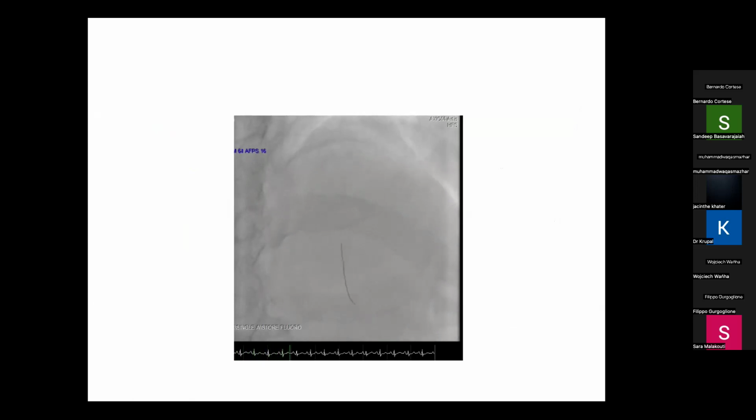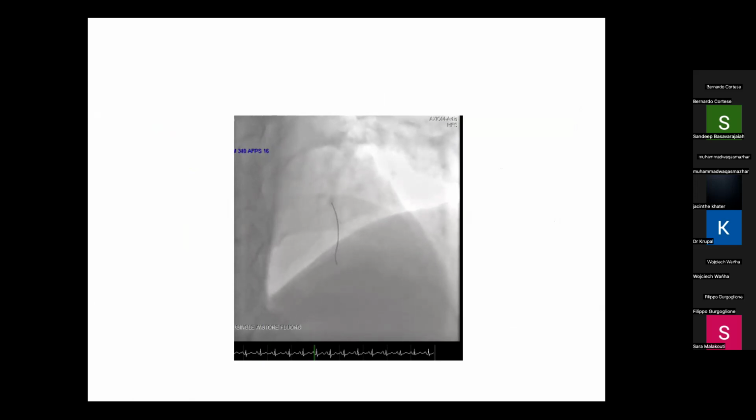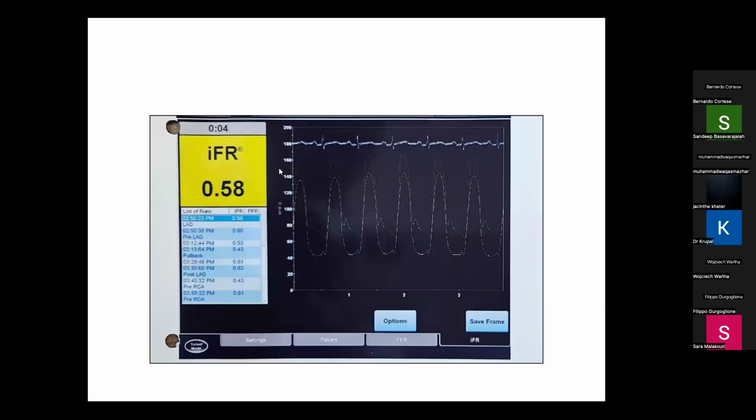So we did the pullback. This is a manual pullback, and this case was done actually 1 year back. It is very simple, around 1 to 2 mm per second. Over 20 to 30 seconds we do the pullback, and if the pressure recording is good, we can slowly pull it out.